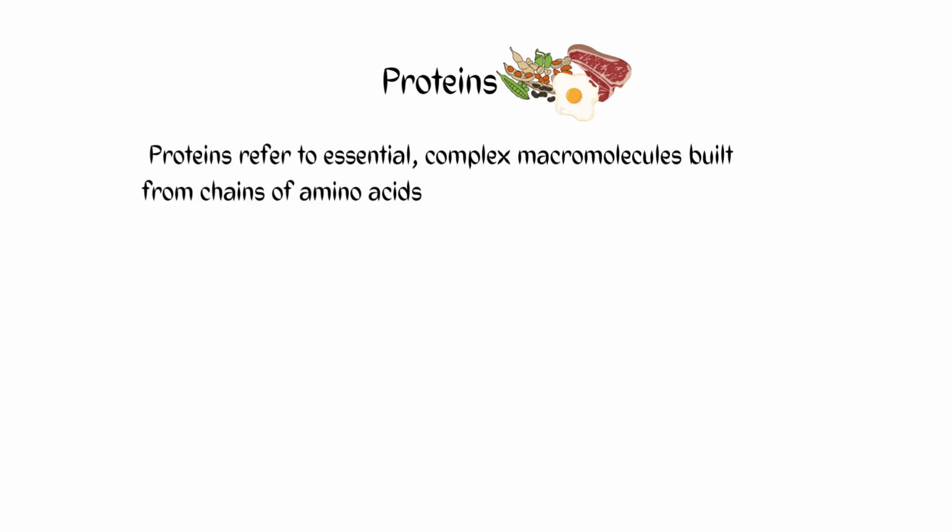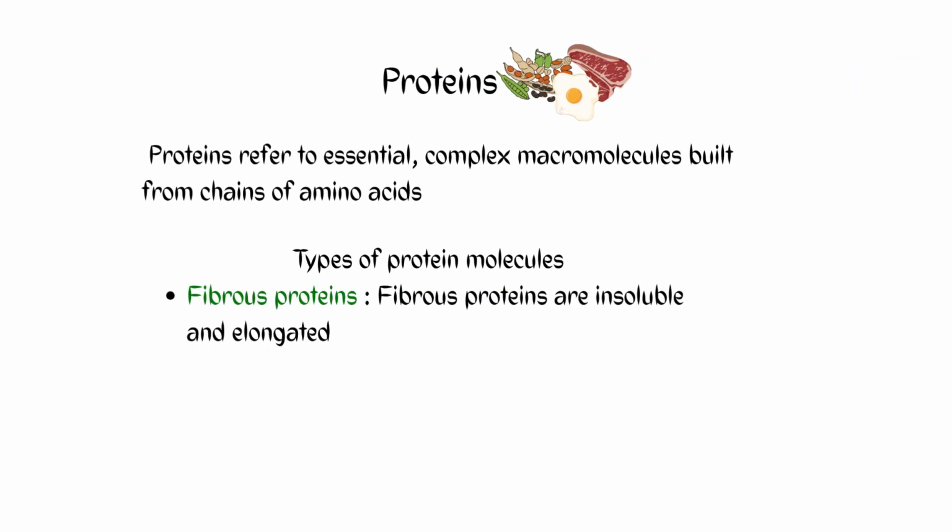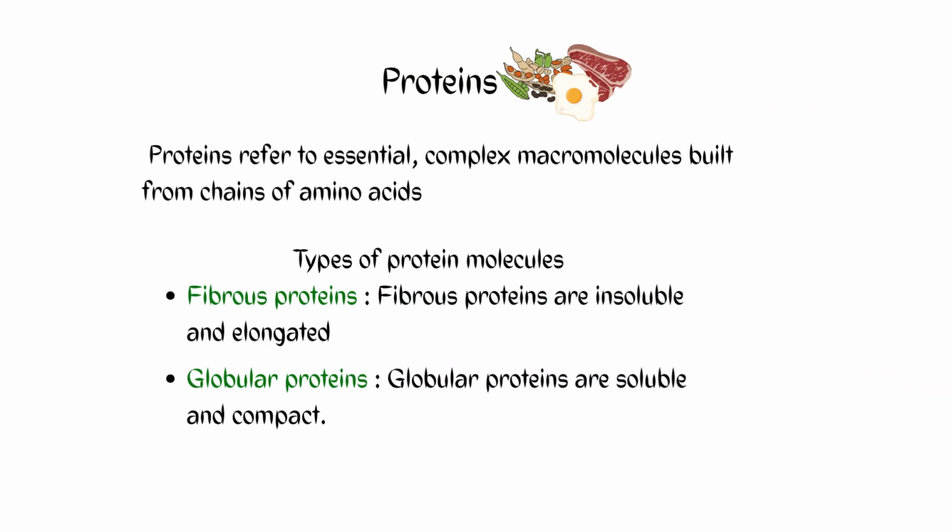Na tunaweza tukapata proteins katika lean meats, tunaweza tukapata katika fish, tunapata katika eggs, beans, nuts and the likes. Na katika hizi tutaangalia protein molecules ambazo zina types zake, ziko mbili. Tuna fibrous proteins na globular proteins. Fibrous proteins hizi ni insoluble na elongated, wakati globular proteins hizi ni soluble na compact.